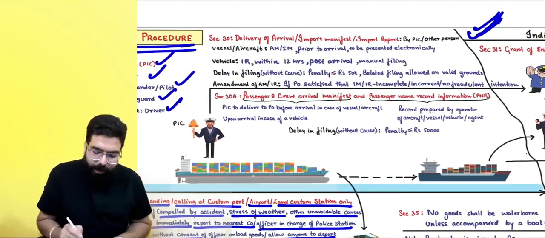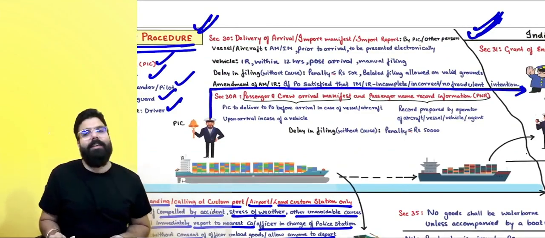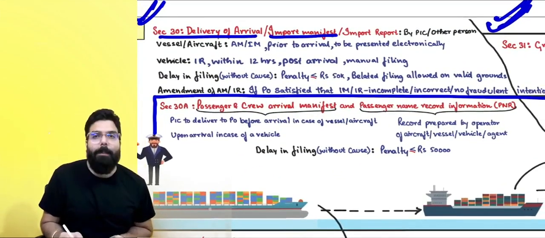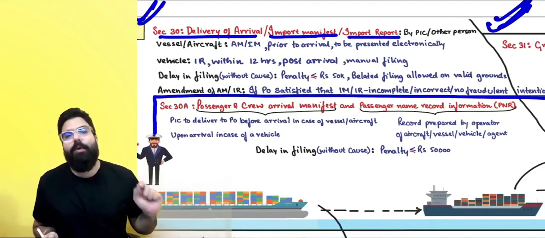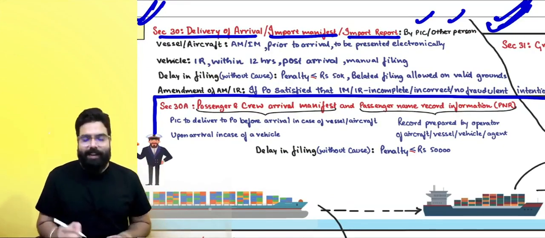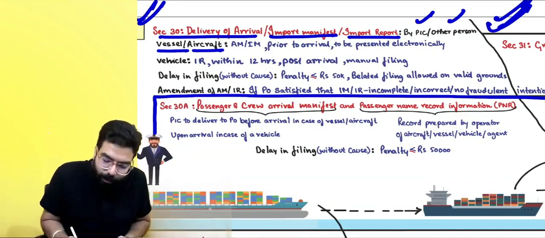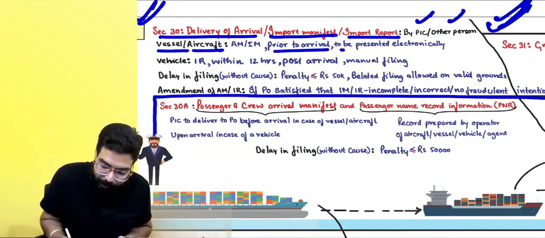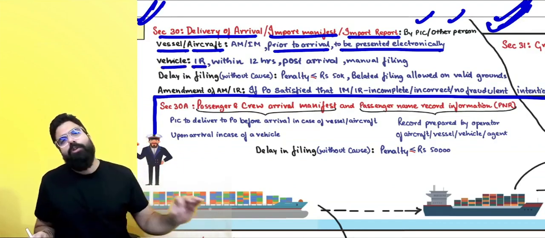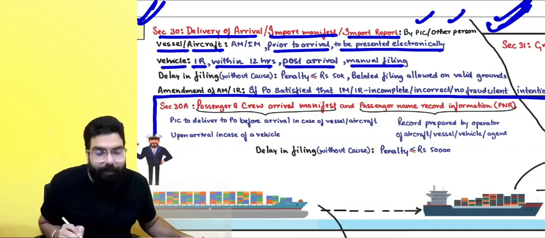Okay, sir. The next section is section number 30, which says you should deliver the arrival manifest, import manifest, or import report. Who will deliver, sir? It shall be delivered by the person in charge or his agent. In case of vessel or aircraft, the arrival manifest or import manifest should be given prior to arrival. It is to be presented electronically. In case of vehicle, the import report should be given within 12 hours post arrival, and it is to be filed manually.